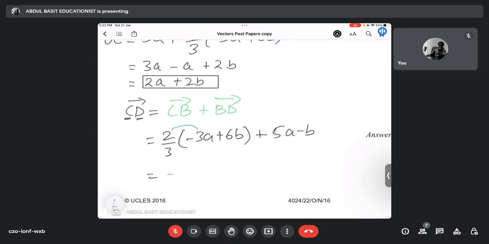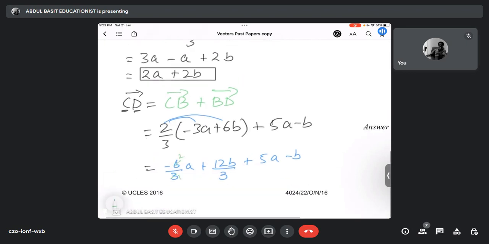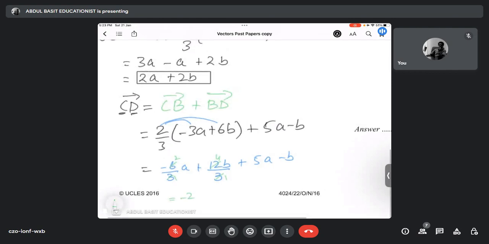It would be 2 multiplied by 3 is minus 6 divided by 3a, plus 2 sixes are 12b divided by 3, plus 5a minus b. We can perform some cutting here. 3 ones are 3, 3 twos are 6, 3 ones are 3, 3 fours are 12. So that would be minus 2a plus 4b plus 5a minus b.